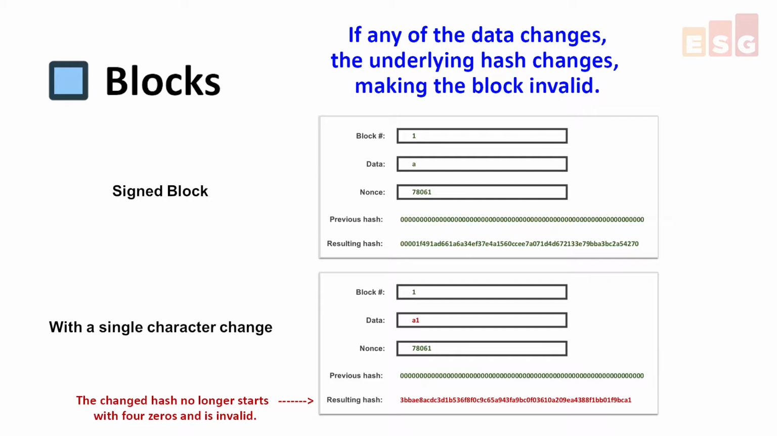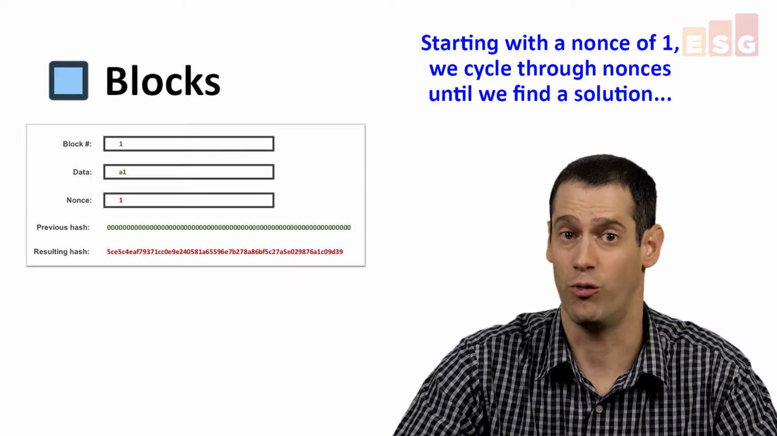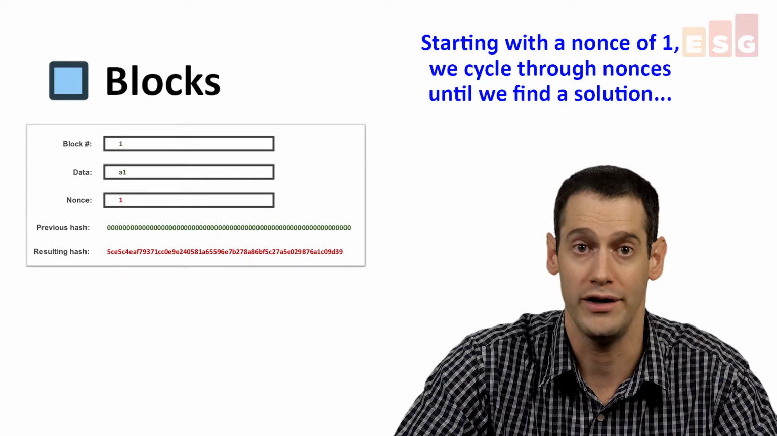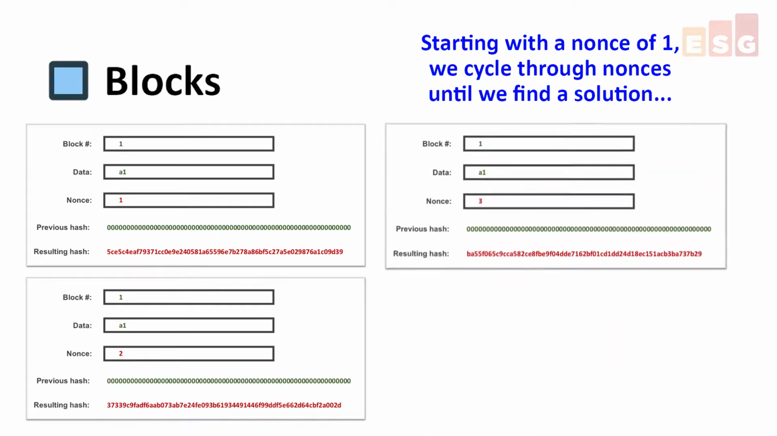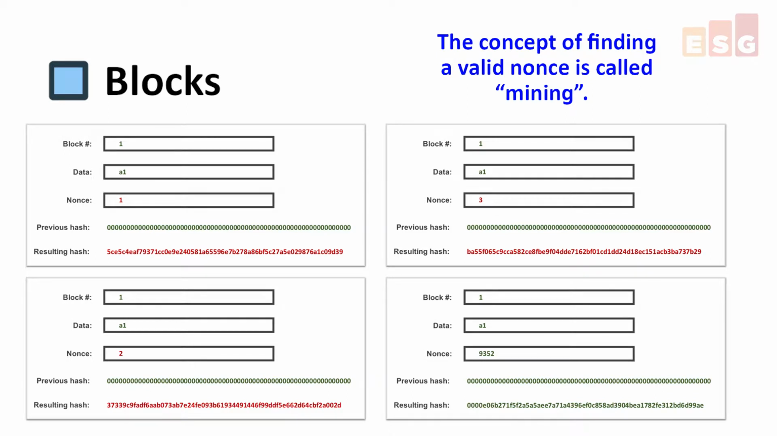This is where the nonce comes in. The nonce is an arbitrary number that can be changed to try and validate the block, so it meets the hash requirement of starting with 4 zeros. Starting with a nonce of 1, we can cycle through nonces until we find a valid solution. 1, 2, 3, eventually, a nonce of 9,352 works and provides a valid hash. The concept of finding a valid nonce is called mining, which is essentially guessing if a nonce validates a block.